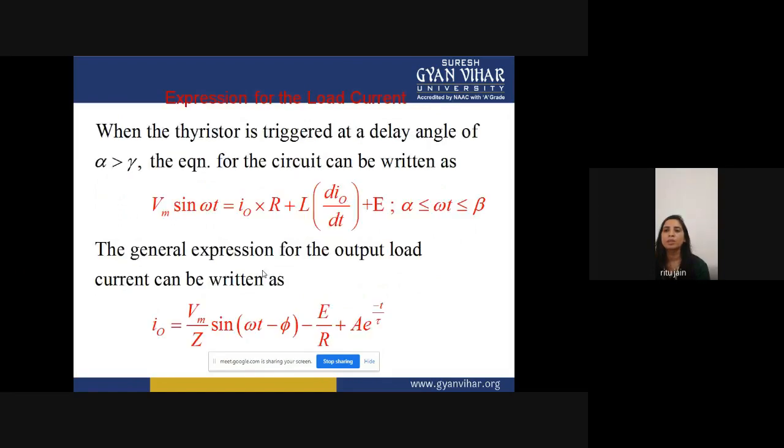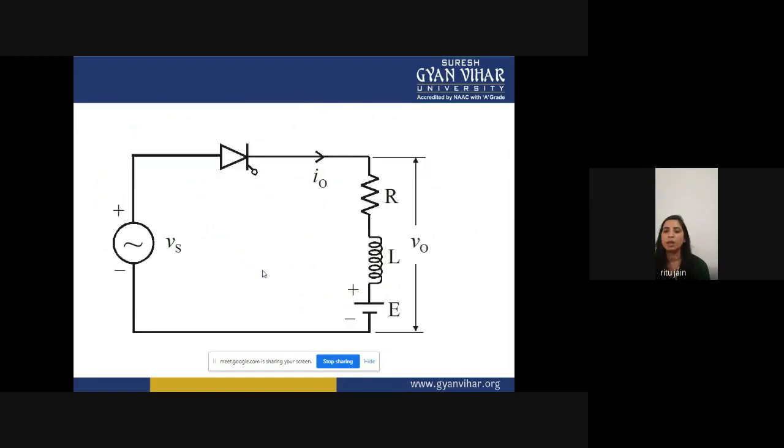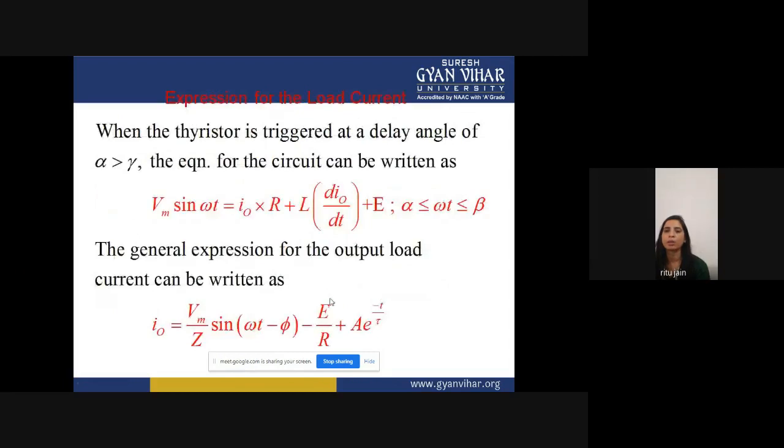So when the thyristor is triggered at a delay angle alpha greater than gamma, the equation for the circuit can be written as Vm sin omega t is equal to IR plus L dI by dt plus E. This equation can be written from this circuit. You can apply KVL in this circuit and you will get this equation: Vm sin omega t is equal to I naught into R plus L dI naught upon dt plus E, for alpha less than omega t less than beta.